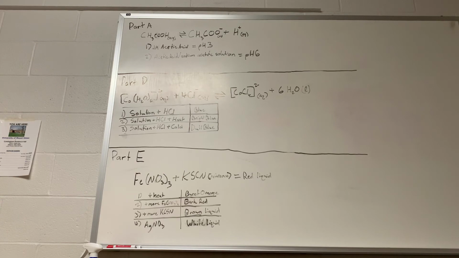And then you add more KSCN, it turns into a brown liquid that's not entirely see-through. And for the fourth stress factor, if you add silver nitrate, it turns into a bright white liquid. And then for each of the stress factors in part D and part E, each individual stress factor was added to the original solution. They weren't added into the previous stress factor.